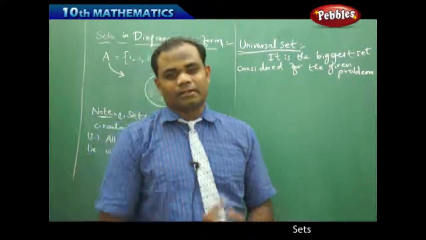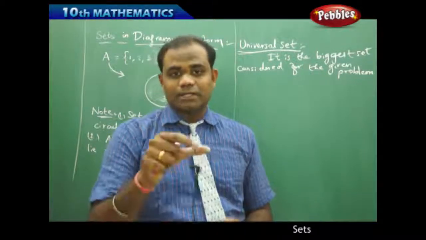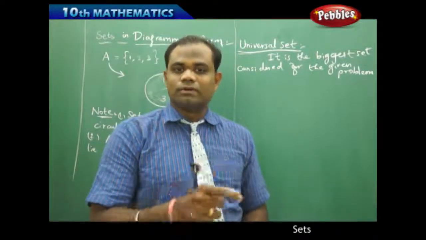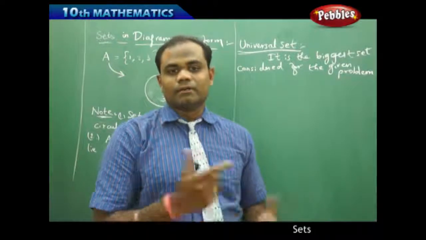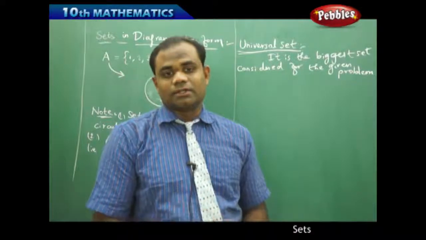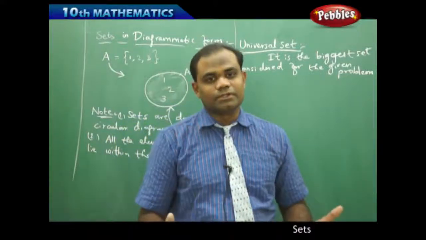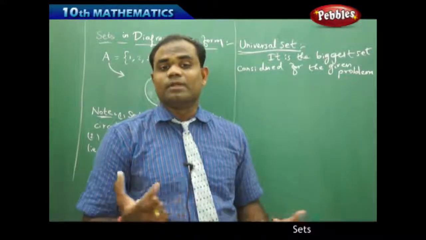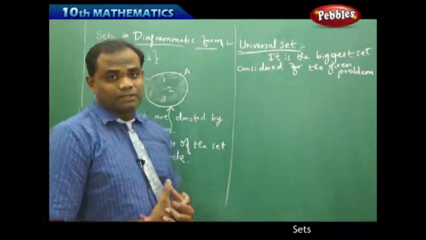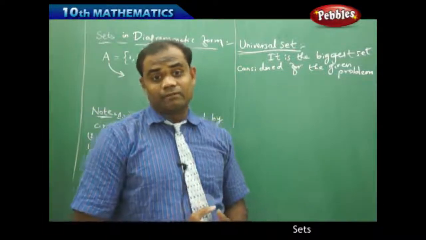Say for example, I take the set of natural numbers considered under real numbers, then the biggest set in that case is the real numbers. Therefore, the universal set in that example would be the real numbers. Or if I say considering the natural numbers under integers, then the biggest set in that case is the set of integers. Therefore, the universal set would be the set of integers. So depending on the problems, the universal set differs, but now let's see how the universal set is represented in the diagrammatic form.